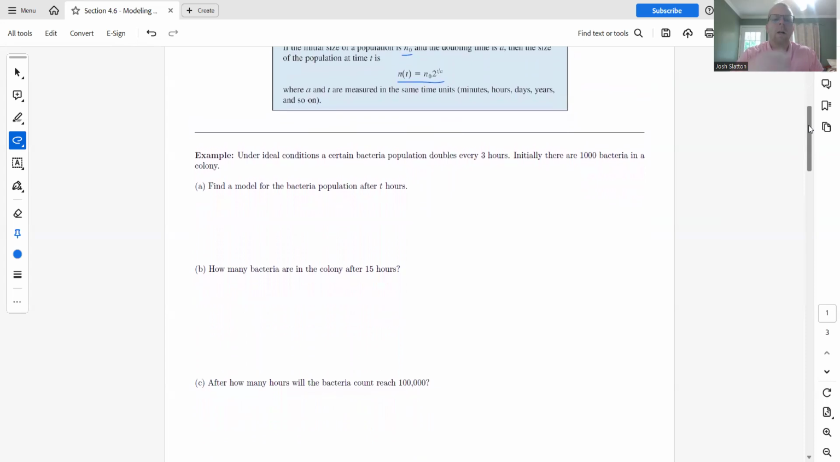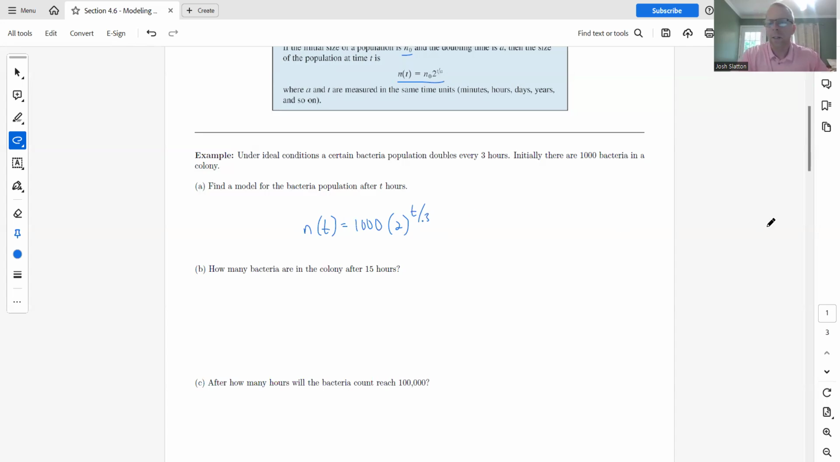So let's look at this first example. Under ideal conditions, bacteria doubles every 3 hours. Initially, there are 1,000 bacteria. We're going to find a model for the bacteria population. So this will just be N of t equals 1,000 times 2 to the t over 3, because we're doubling every 3 hours.